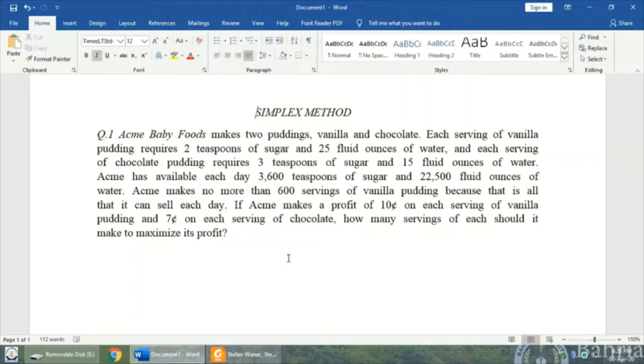If Acme makes a profit of 10 cents on each serving of vanilla, so now we have to associate 10 cents with vanilla, and 7 cents on each serving of chocolate. And 7 cents we have to associate with chocolate. How many servings of each should it make to maximize its profit? Now we have to ensure that the servings that we have to make refer to the variables that we have, and then we figure out what is the value of P, which is the constraint maximization. Now we refer to the board.